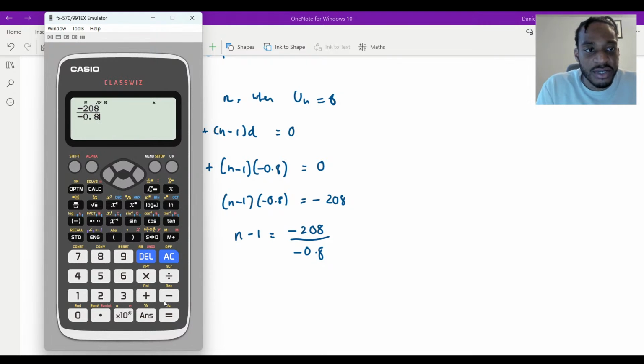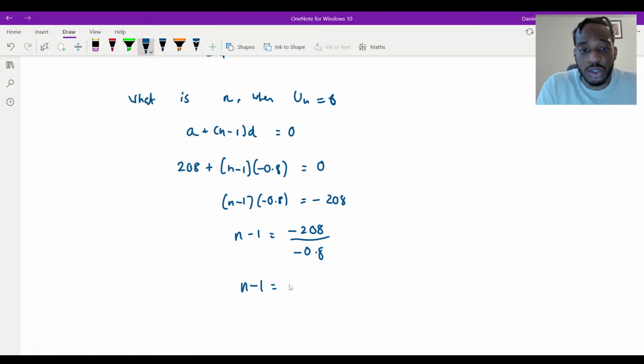Minus 0.8. And that gives me 260. So I'm going to have n minus 1 is equal to 260. And that means that n is equal to 261. So that means that the 261st term of this sequence is 0. So there actually is a term in the sequence which equals 0.